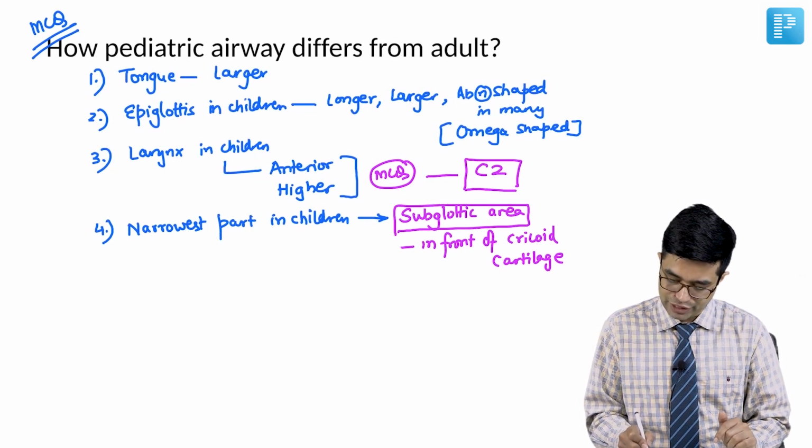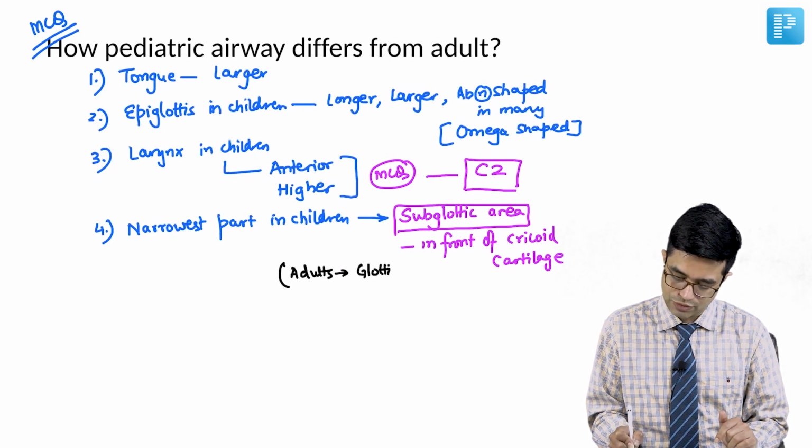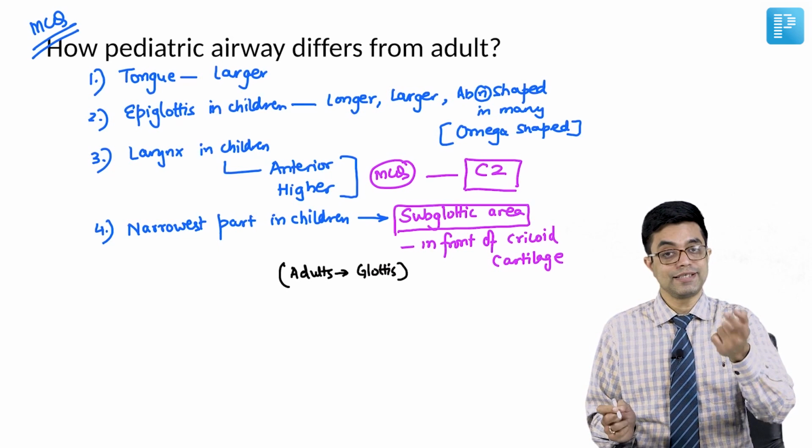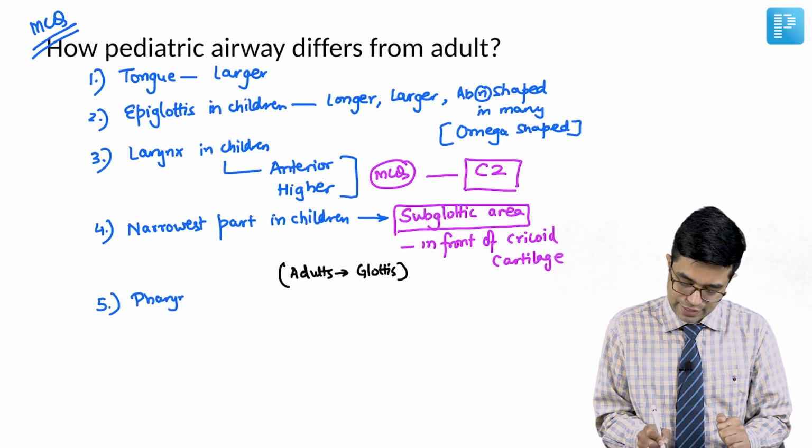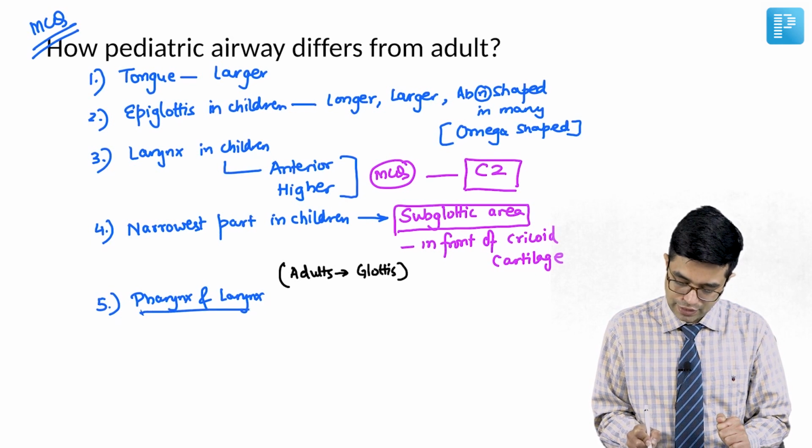If somebody asks you what is the narrowest part in adults, it occurs at the level of the vocal cords, that is, the glottis is the narrowest area. In children, it is the subglottic part. And fifth thing that you need to know, the pharynx as well as the larynx in children are found to be narrower.